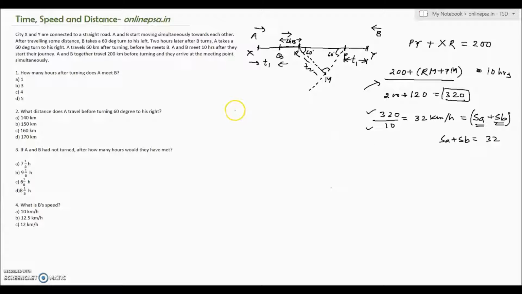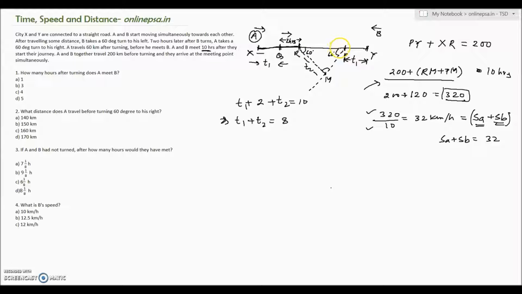What are the other information that we can bring forth? Other information is this time, right? T1, time T1 plus 2 hours plus RM is equal to 10, right? If the time taken by A to cover XQ is T1 and the time taken by A to cover the distance QR is 2, time taken by A to cover the distance RM is T2, we know that sum of all these times is equal to 10, which is what is given here. So we can form another equation, T1 plus T2 is equal to 8.